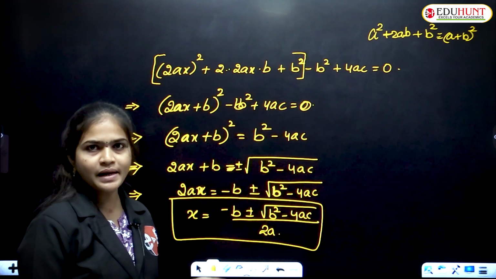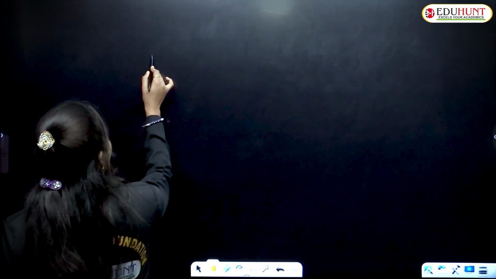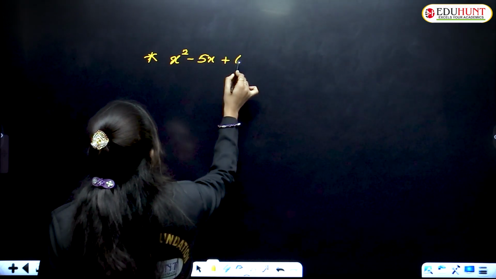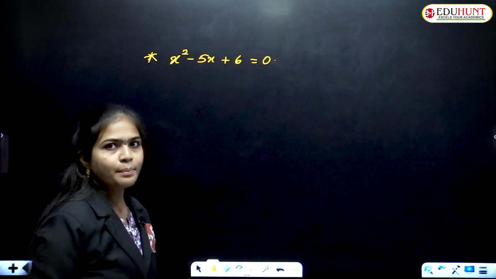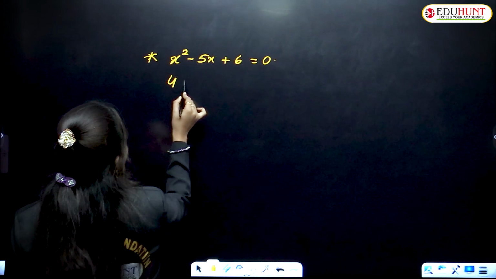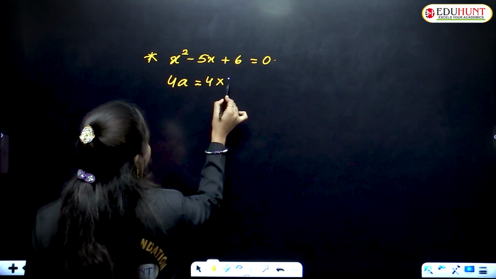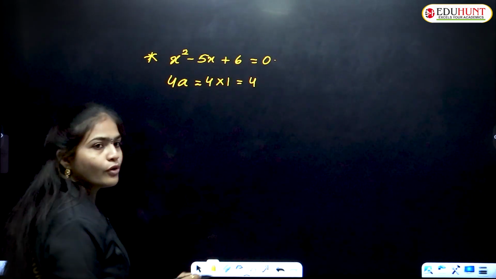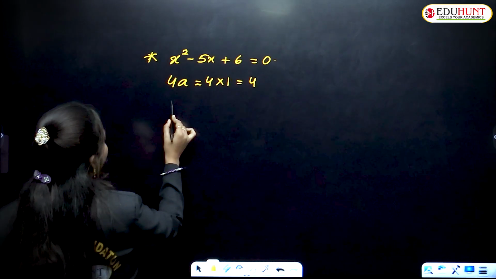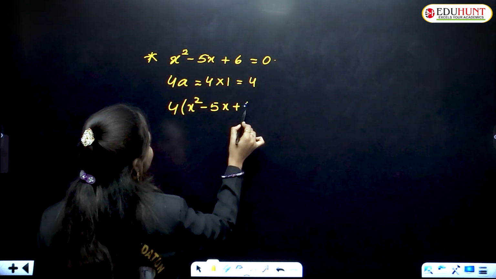So here also I will explain with an example. Okay, see that. For example, I am going to take x square minus 5x plus 6 is equal to 0. So apply the second method. What is that? First we have to multiply with 4a. Here a is equal to 1, so 4a is equal to 4. So the first step we are doing here is to multiply 4a with both sides of the equation.